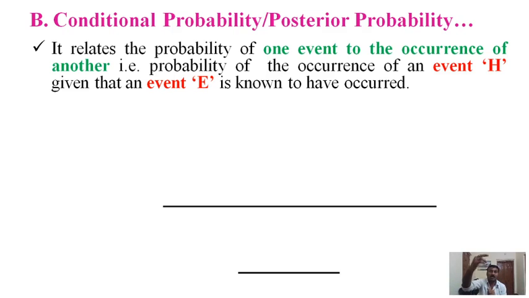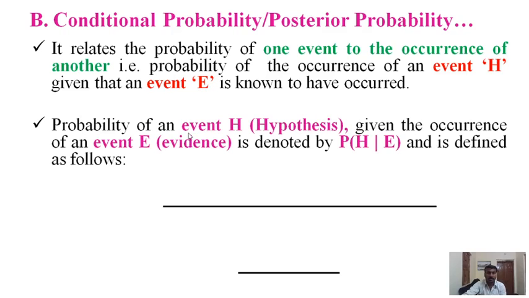One depends on another, and that one depends on another. In this manner, this probability comes under conditional probability or posterior probability, as given here. It relates the probability of one event to the occurrence of another event, that is, the probability of occurrence of event H given that an event E is known to have occurred. So if you want event H to occur, we already want to know about event E, because to achieve this we need to know that.